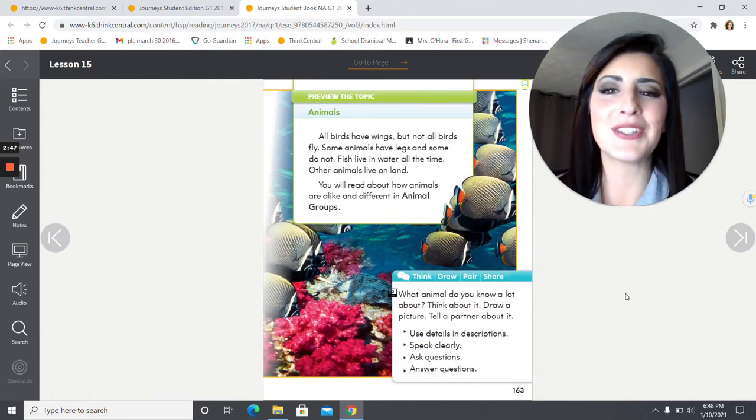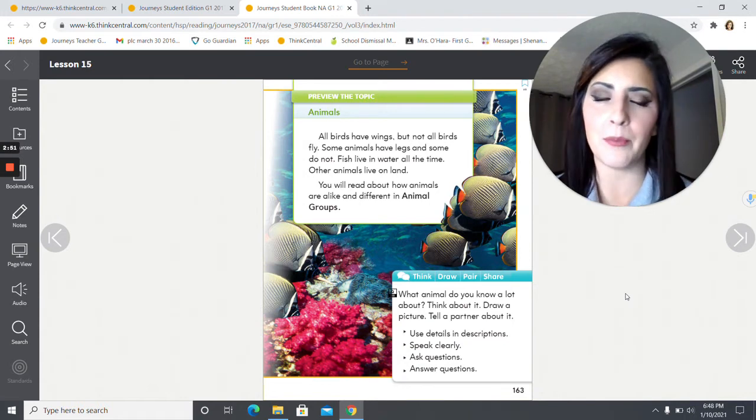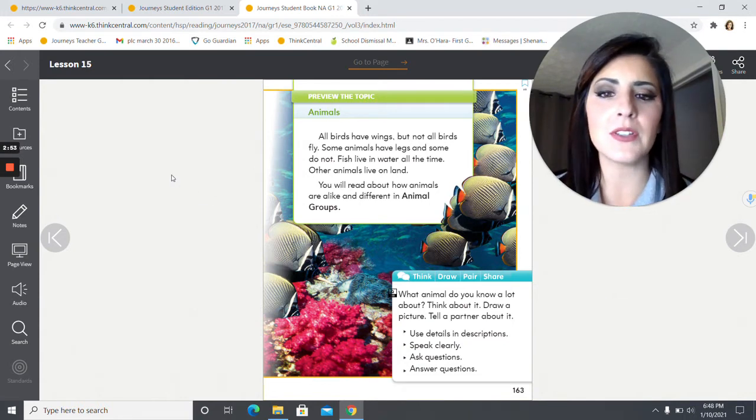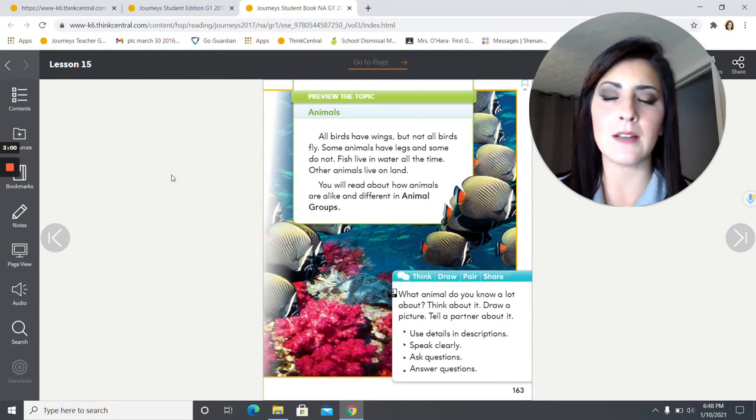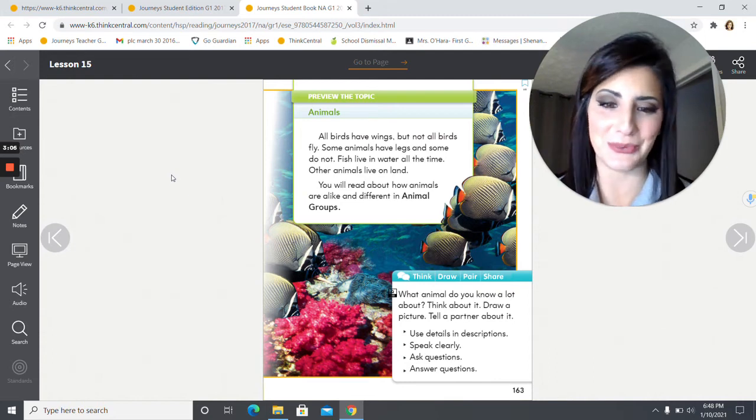Okay, let's preview the topic. Animals. All birds have wings, but not all birds fly. Some animals have legs and some do not. Fish live in water all the time. Other animals live on land. You will read about how animals are alike and different in Animal Groups.